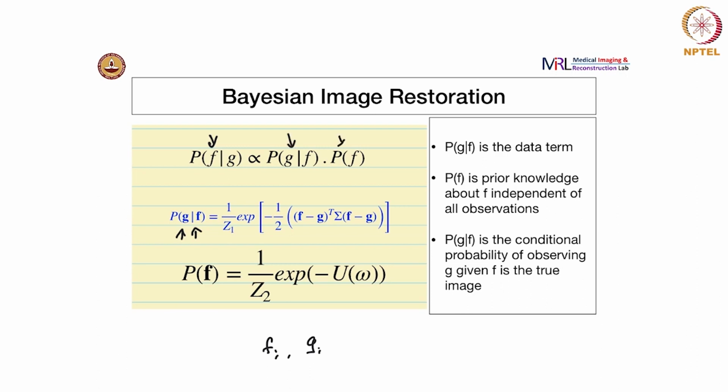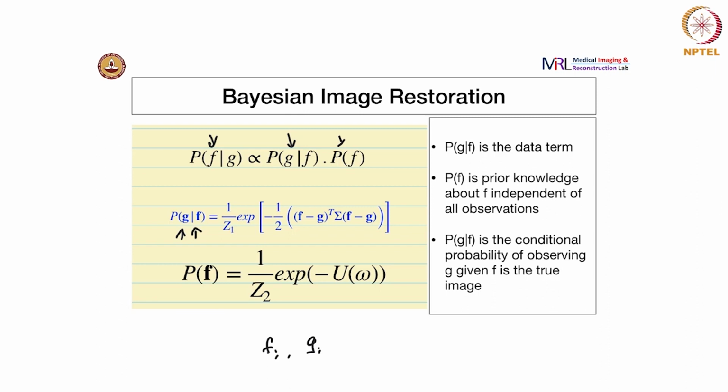Okay. This p of g given f is basically called the data term. This is to make sure that the image you estimate, the f you estimate, is not too far from g. So it should be consistent with g. So it's called the data term.